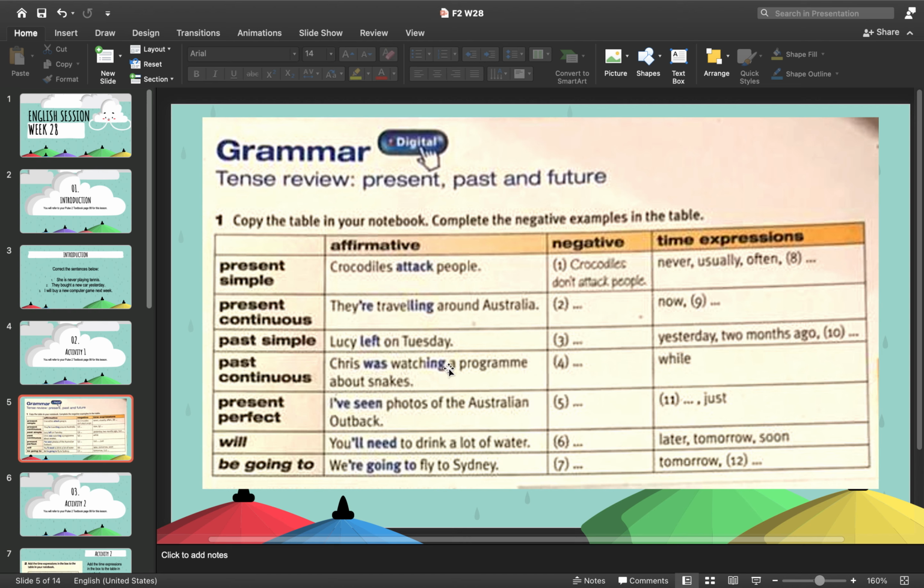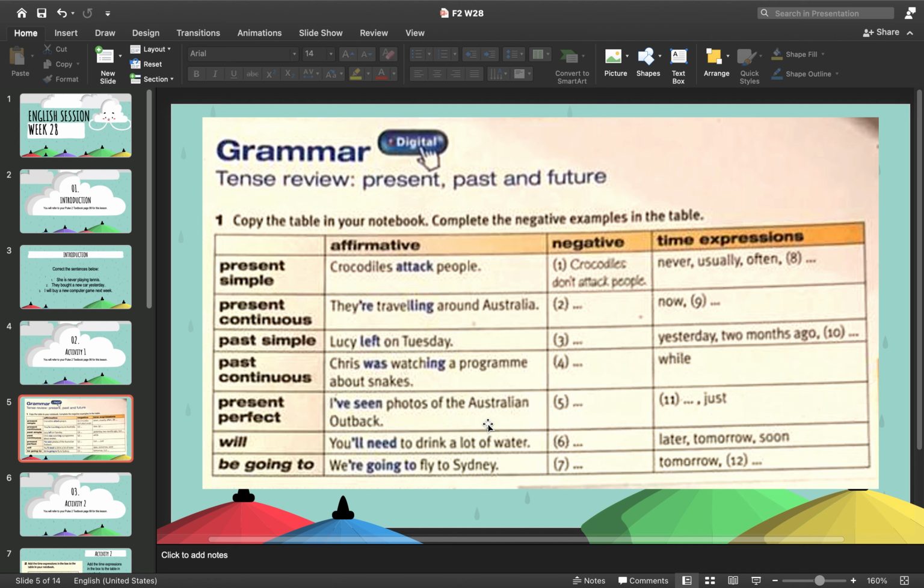So as you've seen earlier, you must change this sentence into a negative form, same as the other two previous sentences. Alright, present perfect. I've seen photos of the Australian outback. Saya sudah tengok gambar-gambar Australian outback. Okay, so dia sudah tengok gambar-gambar Australian outback.